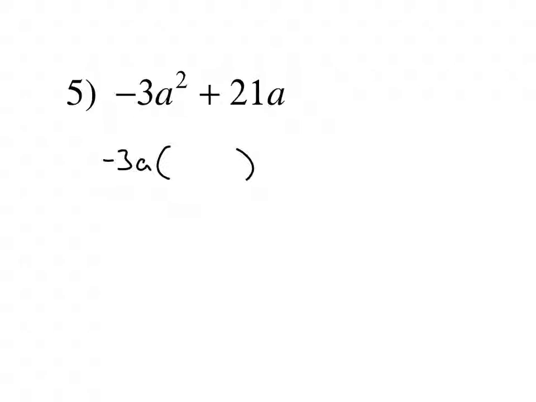I have a binomial left behind. How do I know it's a binomial? Because I started with a binomial. All I'm doing is pulling a common thing out of my two terms. Okay? So negative 3a times what gives me negative 3a squared?